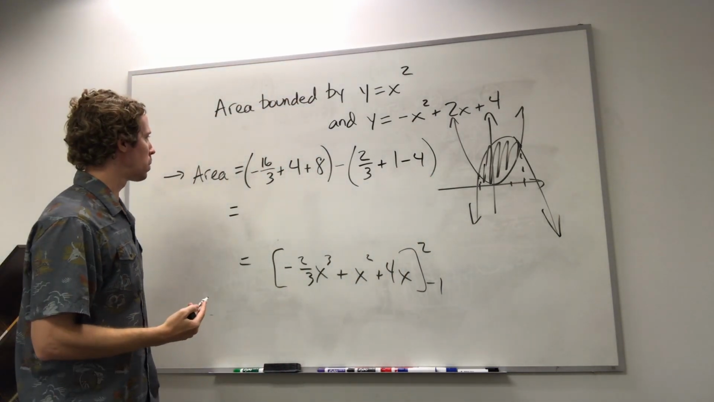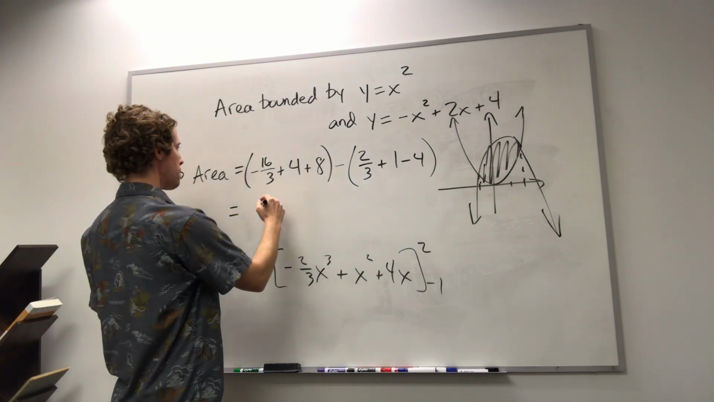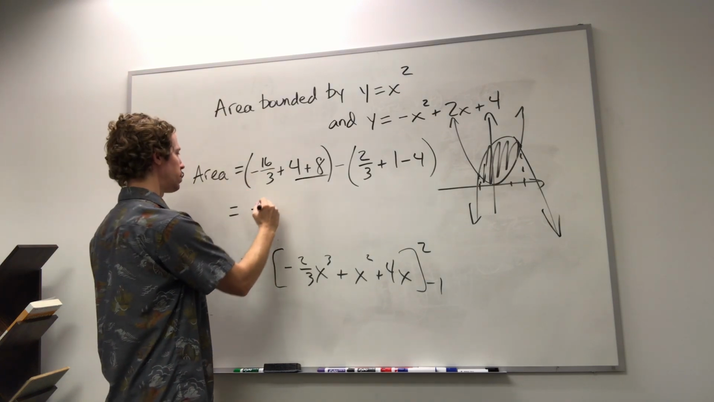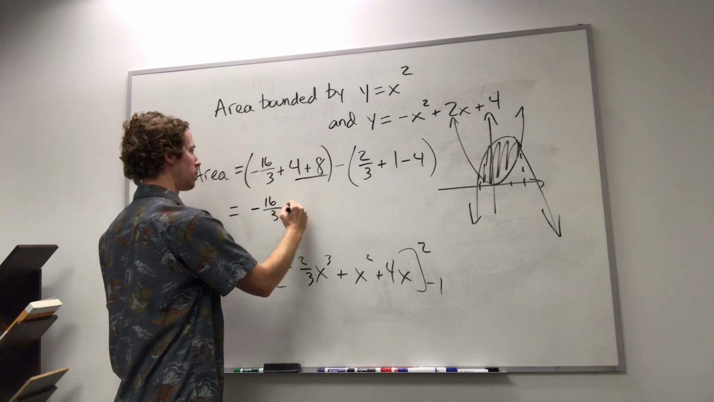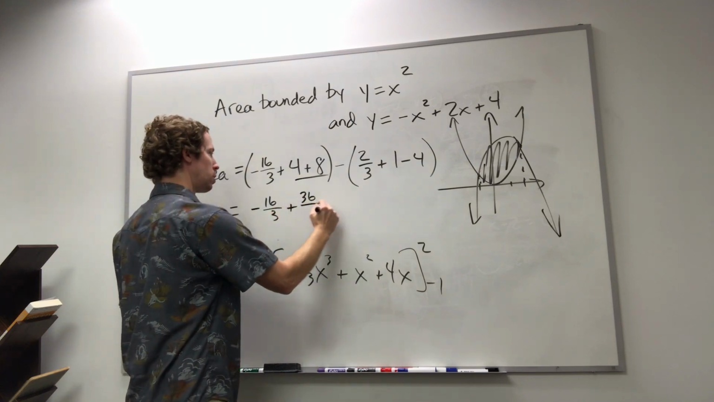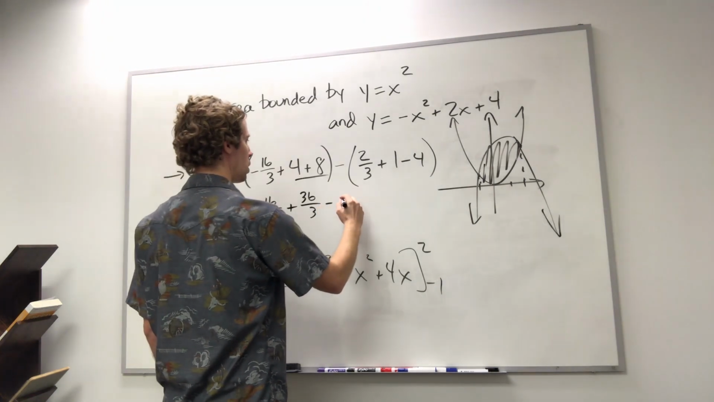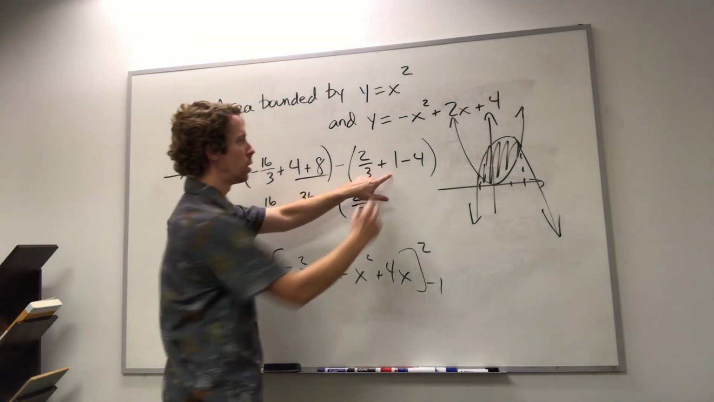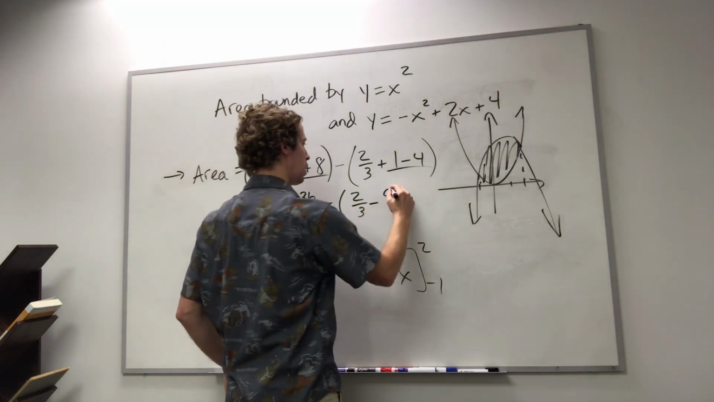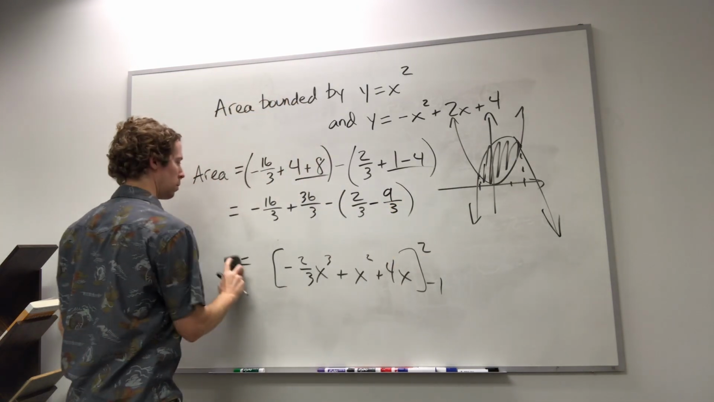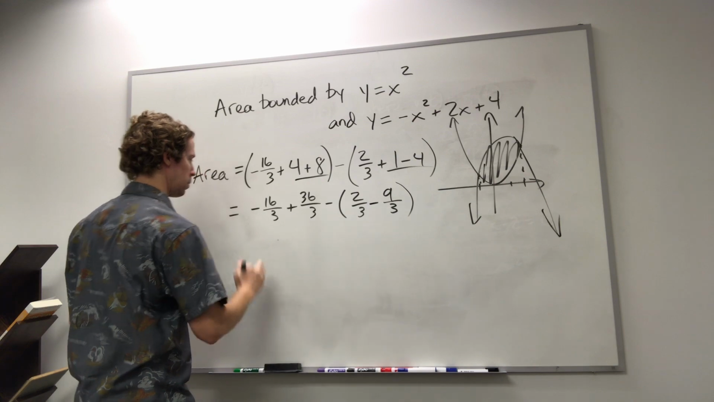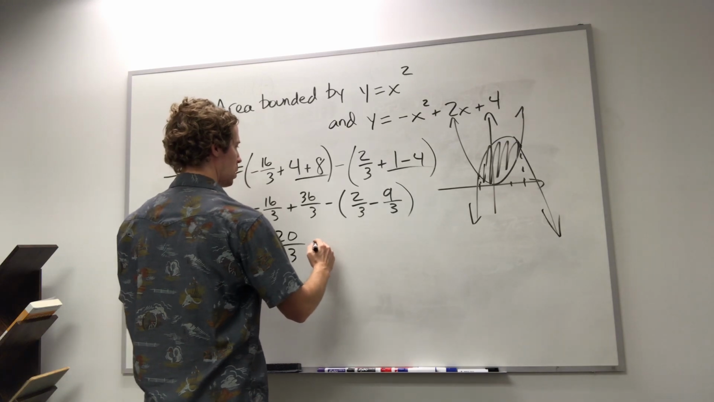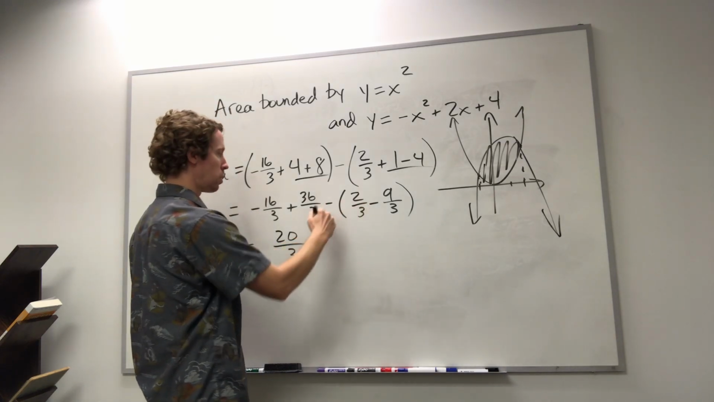I can simplify if I want to. I'll go ahead and do that. I know this is 12, and I want to interpret that in thirds. So that's 36/3. Then I got 2/3 and a minus 3. So minus 3 in thirds is minus 9/3. Here I'm getting negative 7/3, so I need to add that.